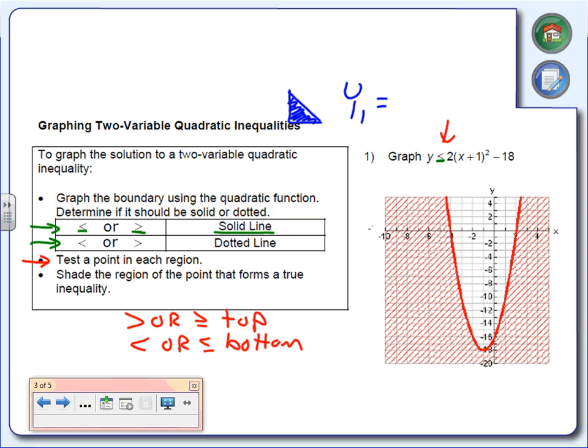So this is how we do it if we have both an X and a Y. Our graphs are going to look just like this. You're going to graph your parabola and shade either the top or the bottom. But again, be careful. Some of these parabolas may end up being dotted lines. Be careful. All right, let's go on.